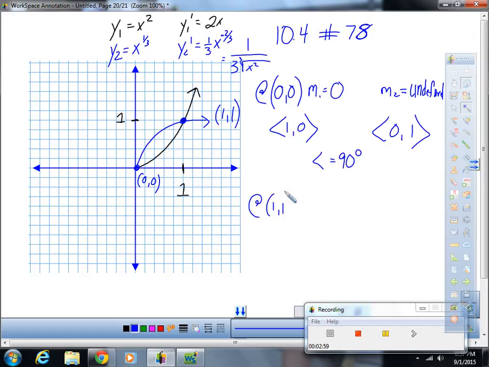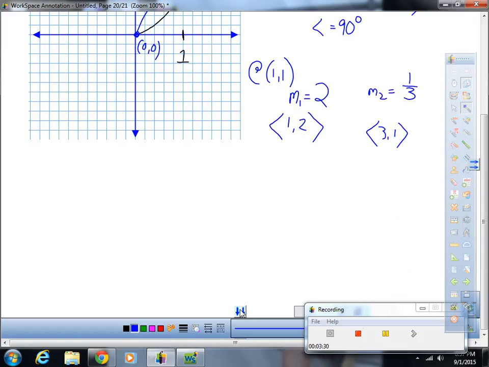At (1, 1), the slope of the first equation is 2. The slope of the second equation is 1/3, okay? So now, first let's just create a vector whose slope is 2. And that's going to be <1, 2>. Remember, rise over run. This one, we could call it the vector <3, 1>.